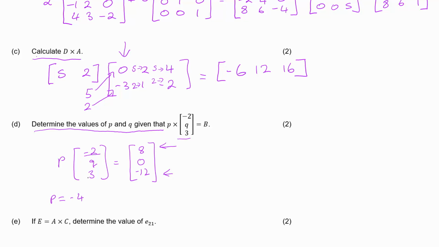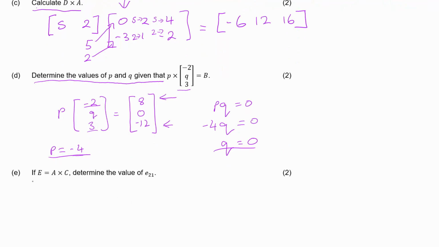So negative 2 times negative 4 would give us positive 8, and 3 times negative 4 would give us negative 12. And then from the middle, we've just got PQ equals 0. Well, we know that P is negative 4. So negative 4 times Q is 0. And the only way that can happen is if Q is equal to 0. So P is negative 4, Q is 0.